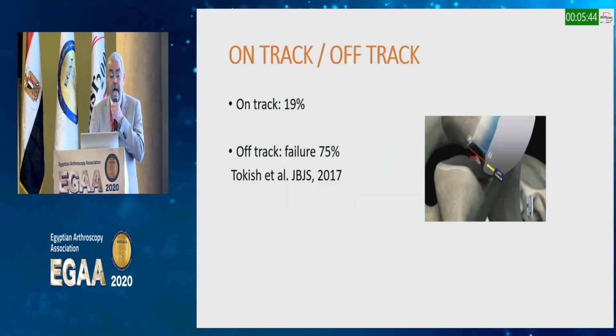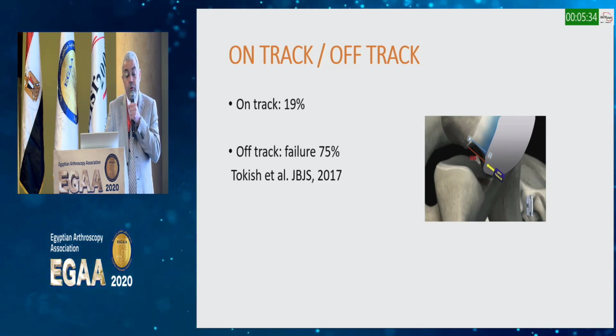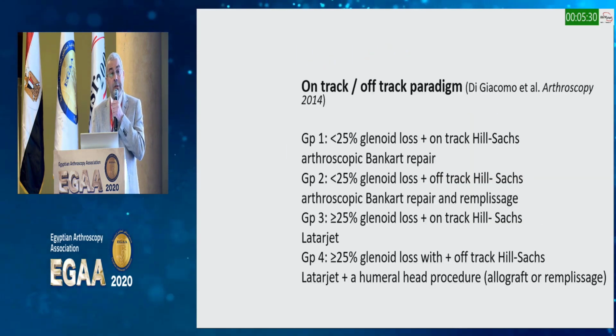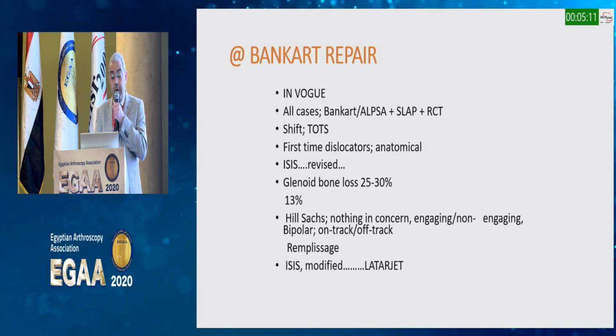When going on track or off track, according to Di Giacomo, when performing Bankart repair on track, you have a failure rate of about 20%, and then off track you have a failure rate of about 75%. What did we learn from the on-track, off-track concept of Di Giacomo and Itoi? It told us what to do. If we've got less than 25, we do a Bankart with remplissage, or we omit Bankart completely and do a Latarjet or a Latarjet and a remplissage.